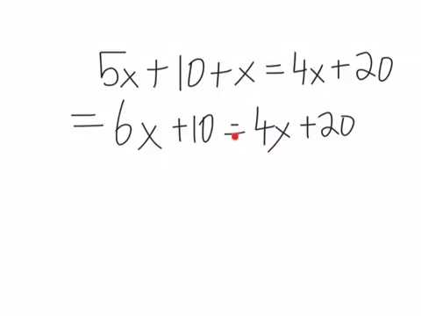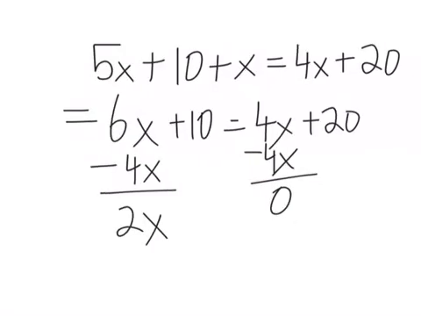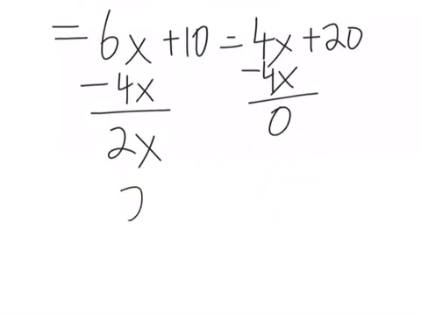So simply, we have to find which side the greater amount of x is. On the right side we have 4, and on the left side we have 6. Since 6 is greater than 4, we're going to subtract 4x. 4x minus 4x is equal to 0. And remember, if we add, subtract, multiply, or divide on one side of the equation, we have to do the same thing on the other side. So 6 minus 4 is equal to 2, and x. So we're left with, I'm going to write it again, 2x plus 10 is equal to 20.